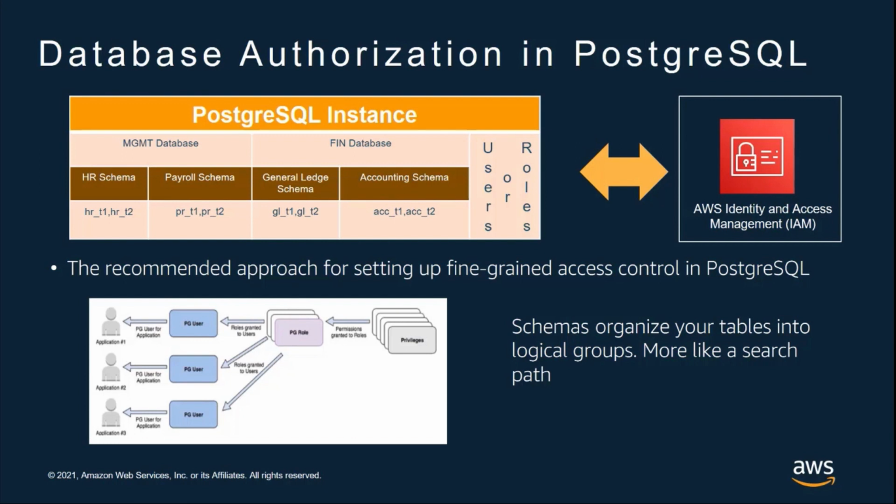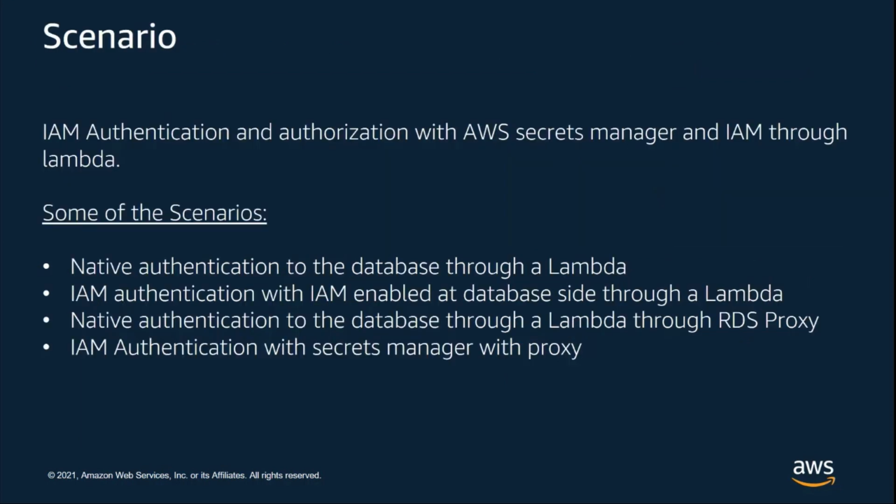And I'll be showing a demo for this in a while, but this is how at the high level it's going to look. It's going to integrate with IAM, identity and access management, to achieve that centralized authorization model. So here are 4 different scenarios we are going to address. The first scenario is about native authentication to the database through Lambda. So you have, let's say, an application that issues a call to the Lambda through API, and the Lambda is going to call the secrets manager to get the password and log into the database and do something.